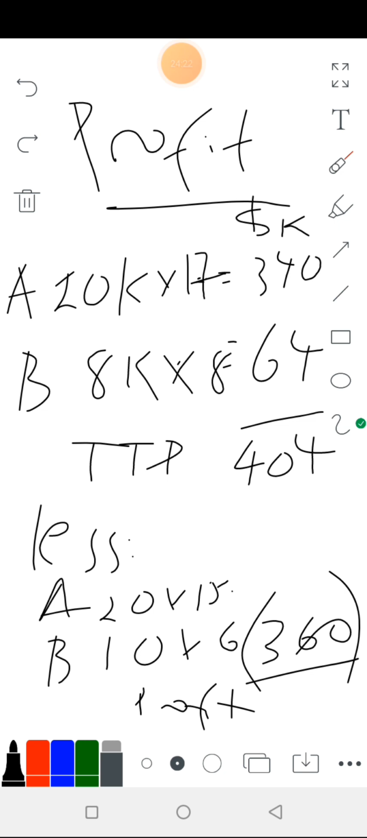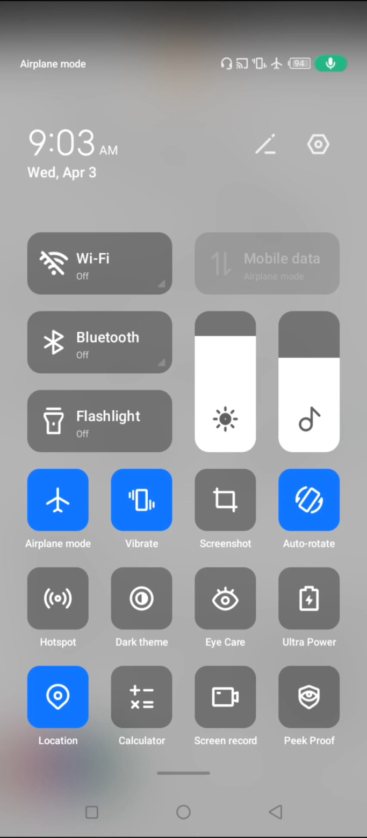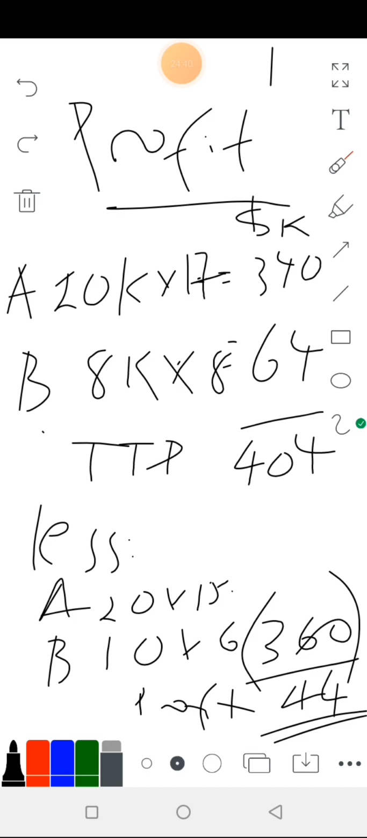The profit is 404 minus 360, and this should give us 44,000. So the profit we are going to get here is 44,000. Am I talking to somebody? Okay, that's 44,000. And we are done. That's the solution for part A so far, our maximum profit.